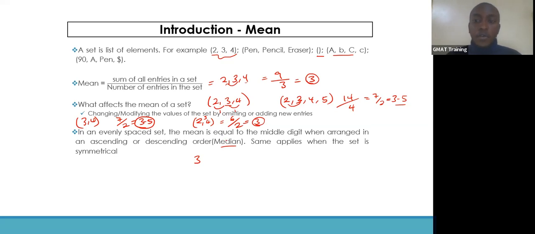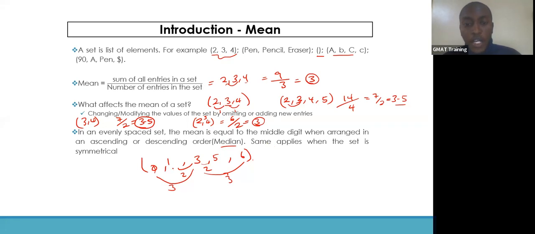And when the set is symmetrical, you can give an example of another symmetrical set. We have 3, and say add 2, we have 5. Minus 2, that's 1. Minus 3, that's 0. And plus 3, that's 6, right? Our new set will be 0, 1, 3, 5, and 6. If you add this together, 3 plus 1 is 4, 4 plus 5 is 9, 9 plus 6 is 15. Divided by the number of elements in the set, that's 5.